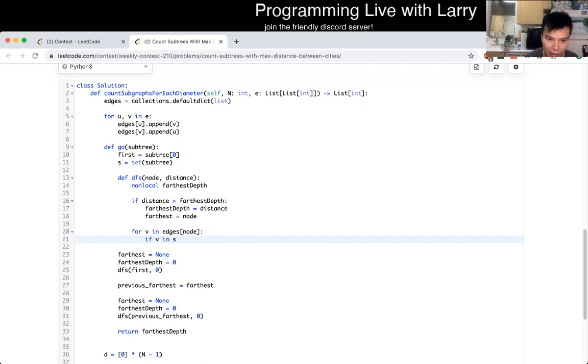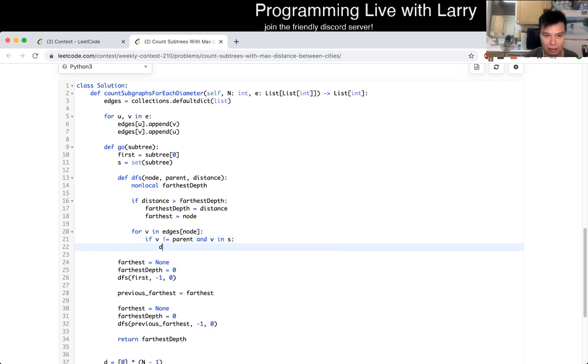Man, I'm a little bit rusty on the tree stuff. Just got back. That's my story, and I'm sticking to it. So if v is not equal to the parent, and v is in s, then dfs with distance plus 1. Also have to do nonlocal and furthest.